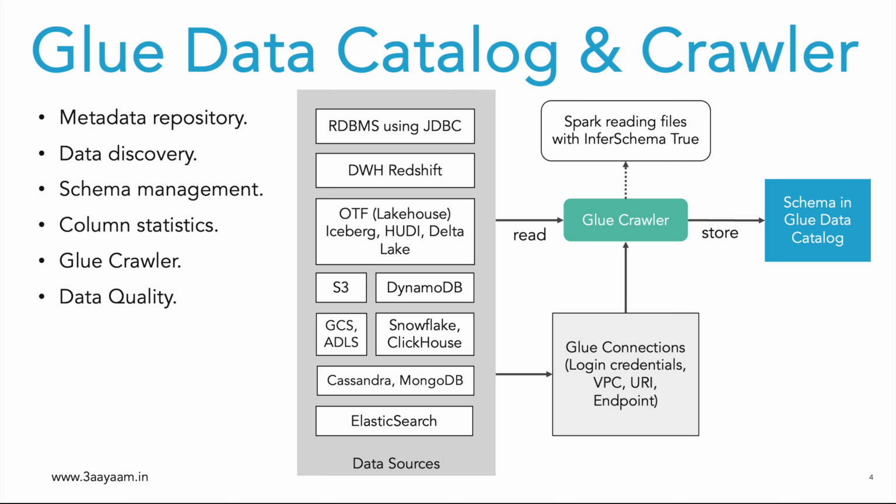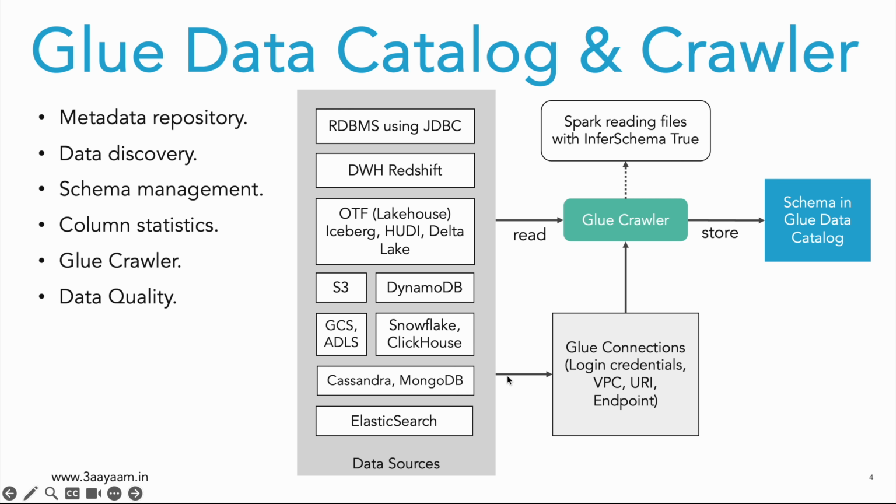In the previous video, I had shown you how to connect to an S3 data source and use Glue crawler to store the schema in the Glue data catalog. Now, I had also told you about something called Glue connections or connections. Now, connections are used to connect to various other data sources.